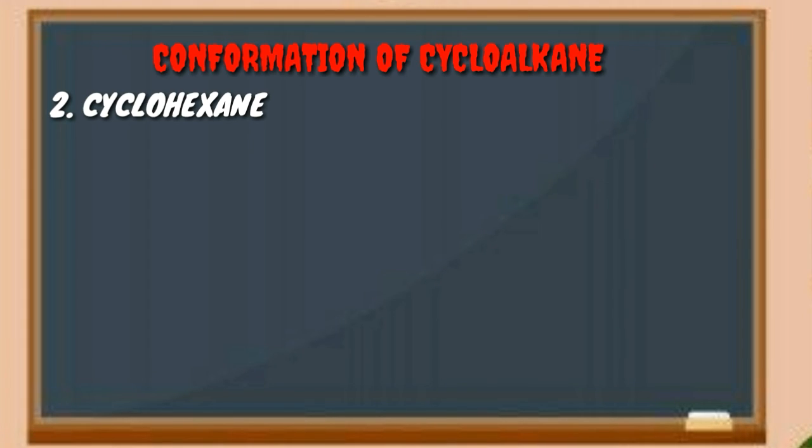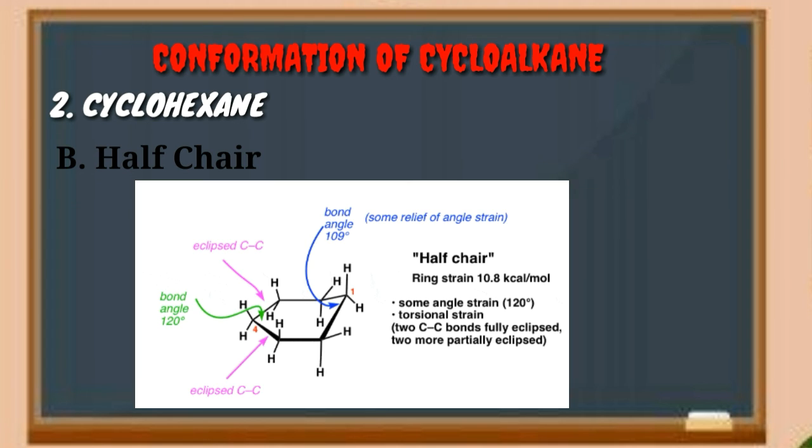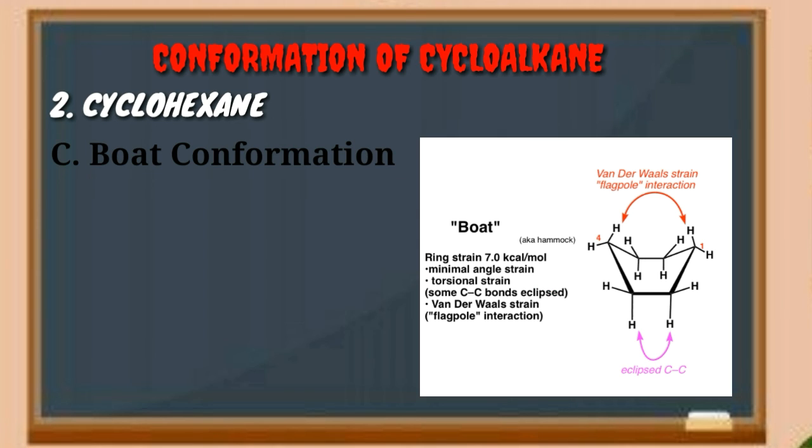Next, cyclohexane. There are several conformations of cyclohexane, namely a. Flat conformation. Flat cyclohexane is very strained. Not only is its angle strained, but every carbon bond is eclipsed, so there is also tremendous torsional strain. Next is half chair. This results in significantly less torsional strain and angle strain.